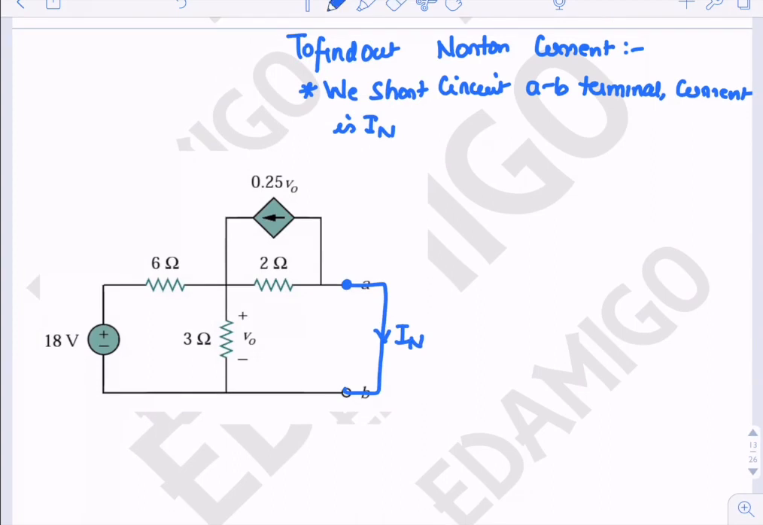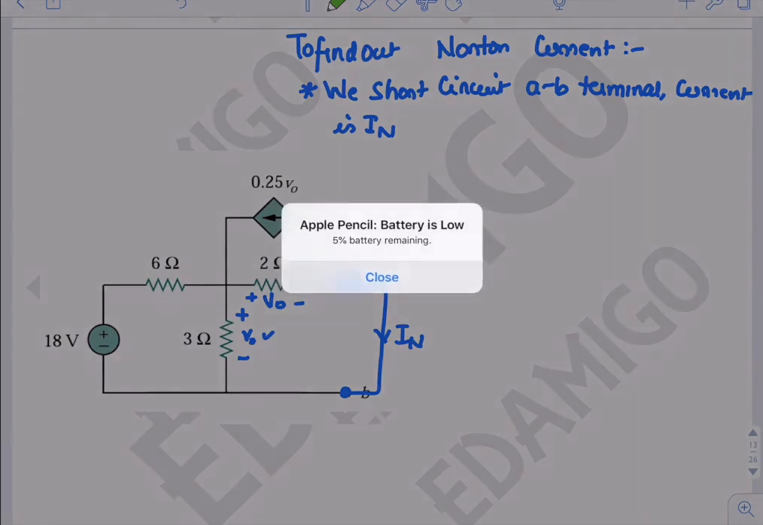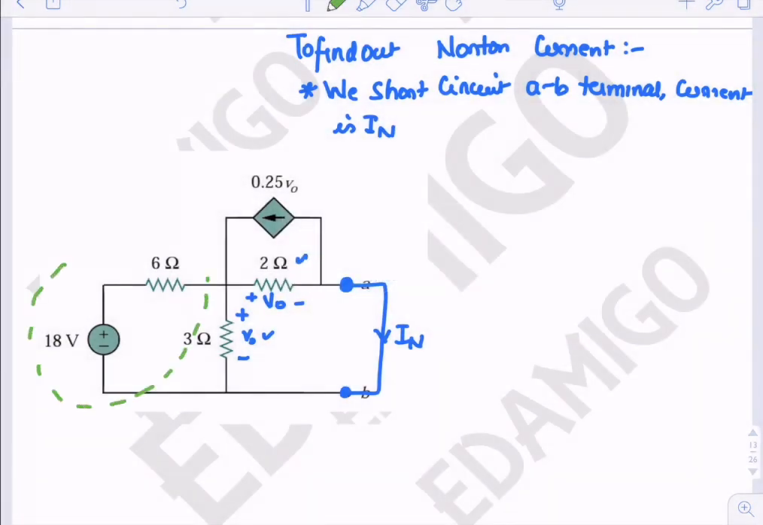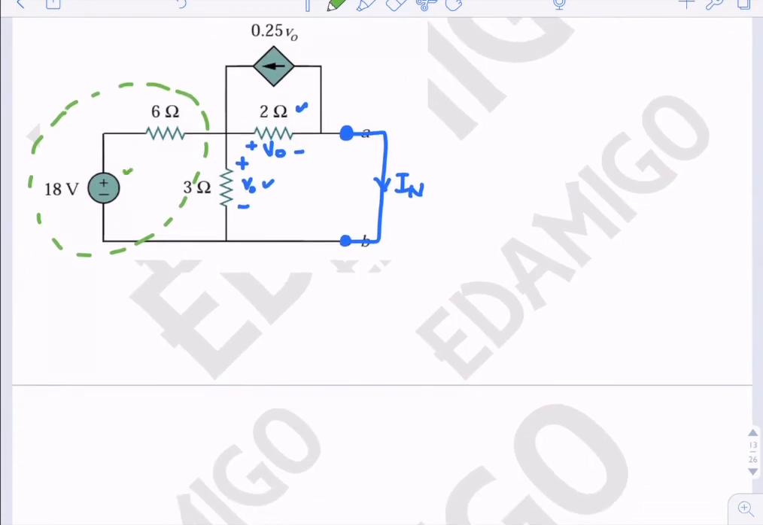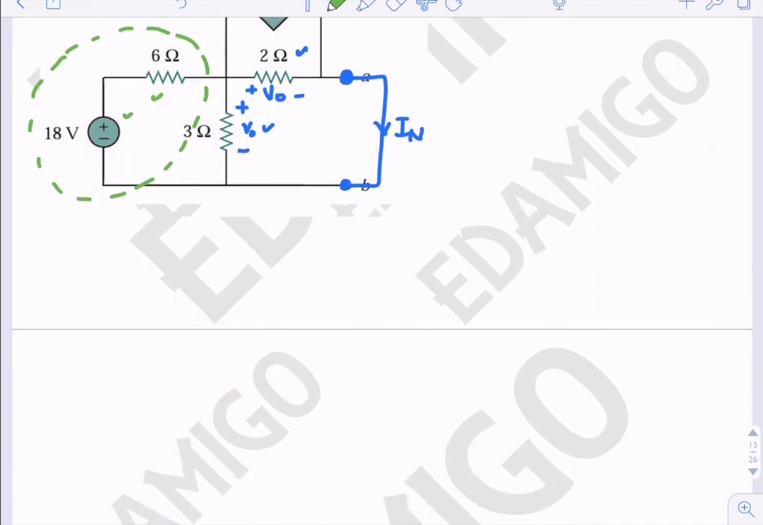Now we can see that since this is the drop, this voltage is V0, so this voltage is also V0 because these two terminals are short circuited. So this 2 ohm resistance and 3 ohm resistance are in parallel. Now we will redraw the circuit by source transformation between 18 and 6 ohm resistance. So we can draw it like this.